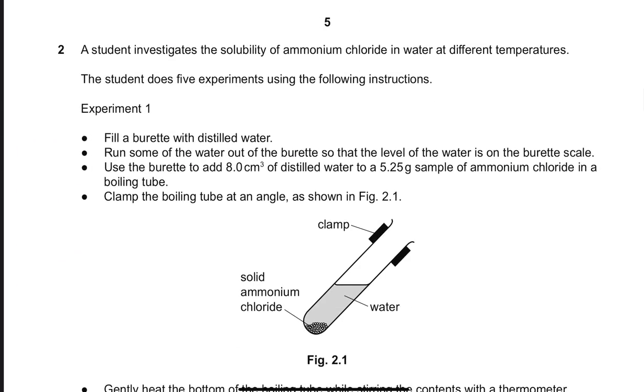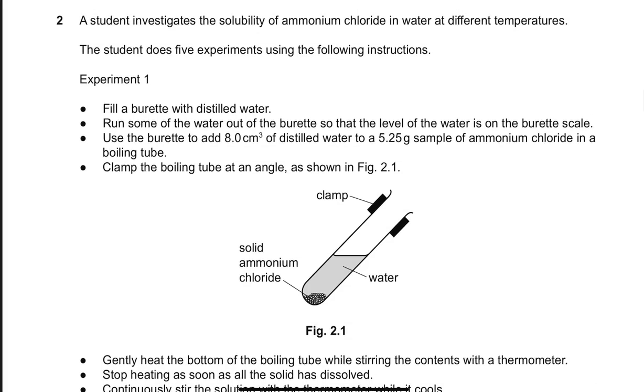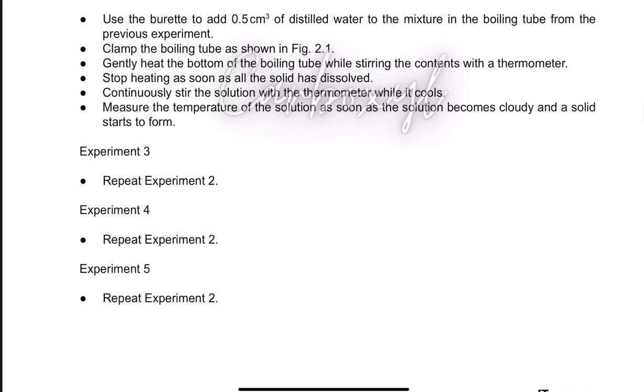Okay, moving on, question number 2 states, a student investigates the solubility of ammonium chloride in water at different temperatures. The student does 5 experiments using the following instructions. So he's performing this experiment in order to find the solubility of ammonium chloride, okay? And what he's doing is he's filling up a burette with distilled water. So you guys have to read this entire experiment. Before reading the question, read the experiment, please, okay?